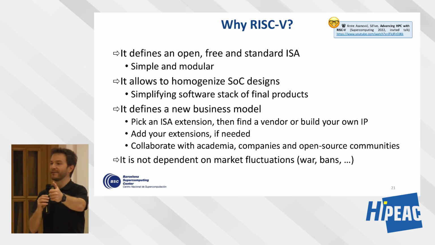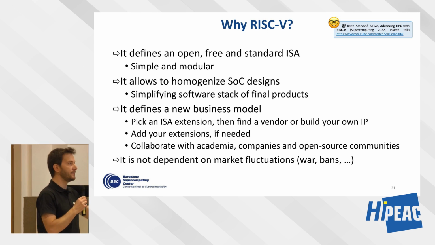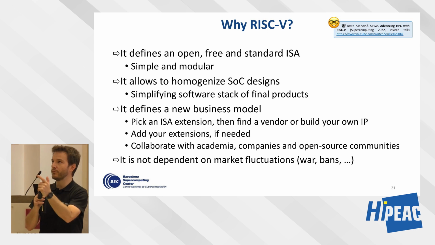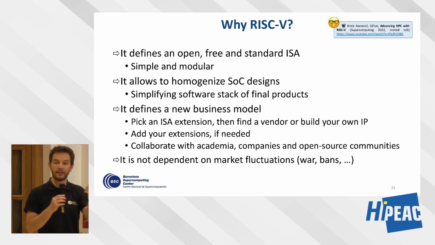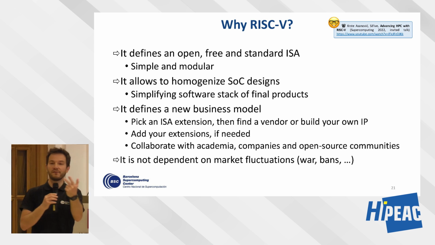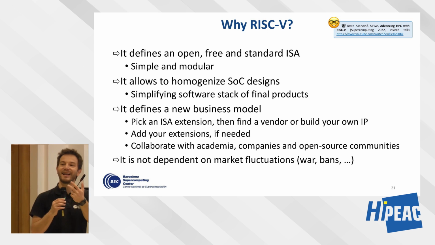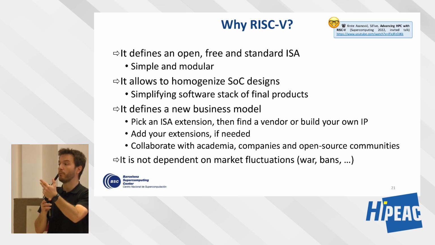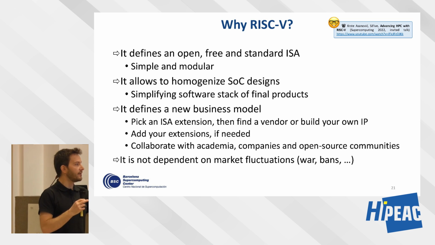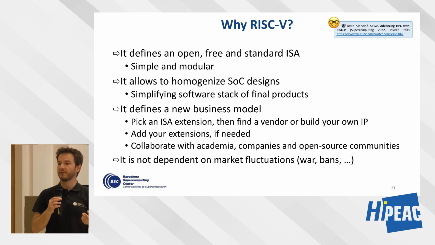So here is the summary. The idea of RISC-V is that we have a standard for an instruction set. We try to homogenize the jungle of technology that we have today in the systems on chip. And we define a business model that is more flexible. So in terms of money, it allows more players in the market and in principle more profits. And the last point is that it's not dependent on market fluctuation.